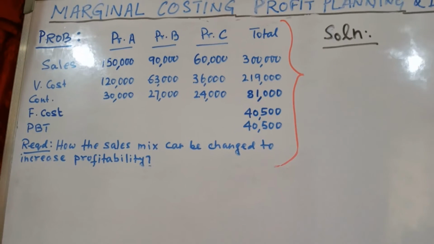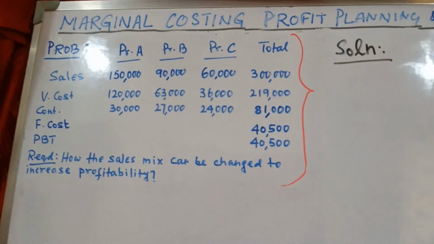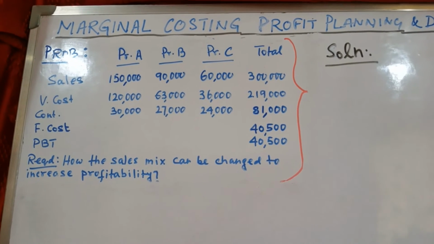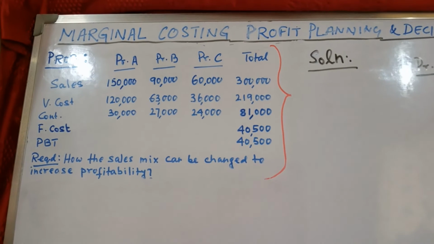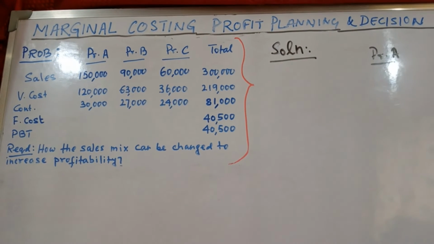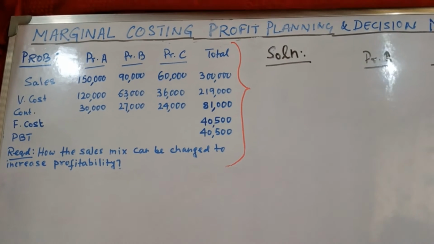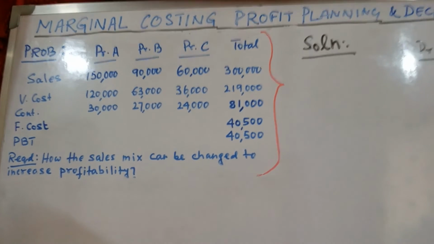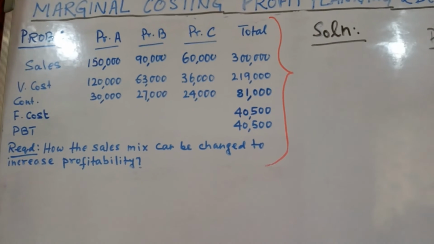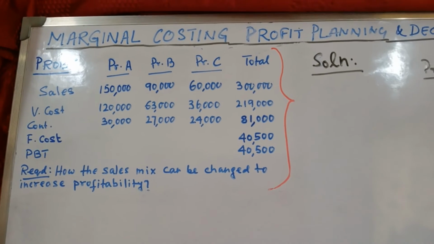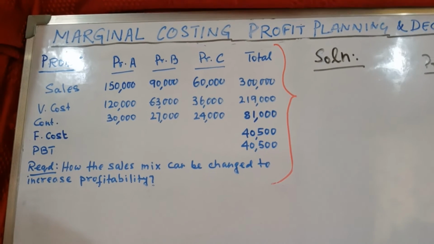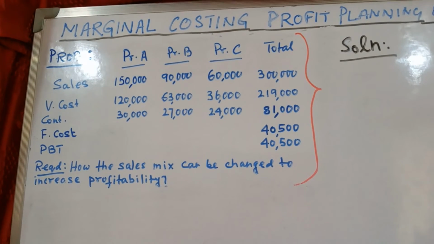These data are given. Now the management thinks that some product lines are not that profitable, and if that product lines can be reduced in terms of number of units sold and distributed to more profitable ones, then profitability of the farm will increase. That means the sales mix of the products will be changed without any change in total sales, and of course there won't be any change in fixed cost.